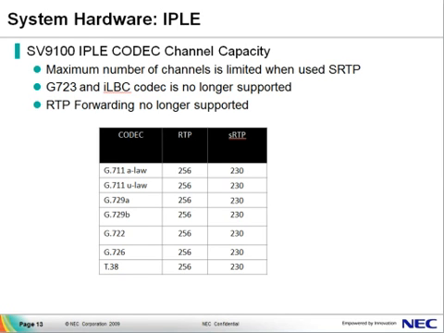This slide gives an overview of the IPLE codec channel capacity. The maximum number of channels is limited when using SRTP with any given codec. So you can see from the table below that for all codecs the maximum RTP channels can be 256 with an IPLE card. However, if SRTP is used for a DT800 or DT700 terminal using one of these codecs, the actual channel capacity available is reduced to 230. Also, G723 and ILBC codecs are no longer supported on the IPLE, and RTP forwarding is also no longer supported.